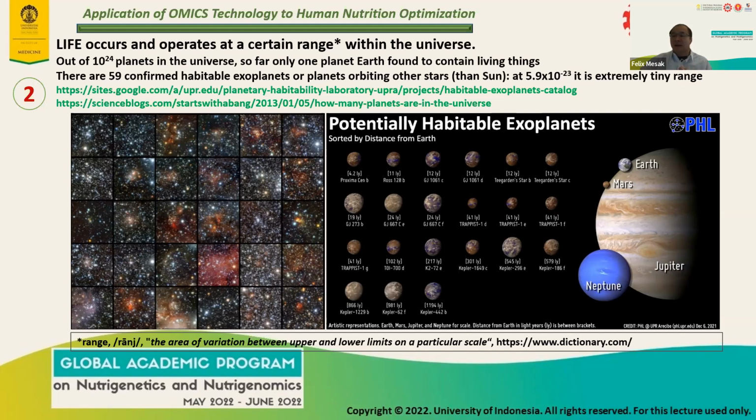Thus, there is an exceedingly small likelihood of life in the universe, with 59 out of the 10 to the power of 24 planets. So it also means that life exists and operates in a very, very small area of the universe. The range is also constrained by the Earth itself.